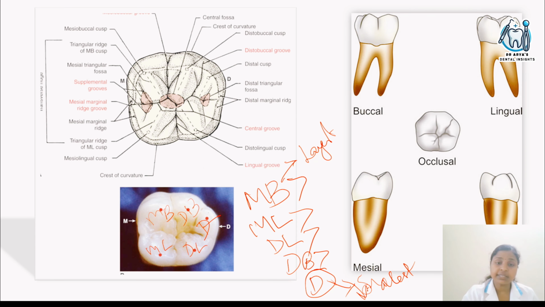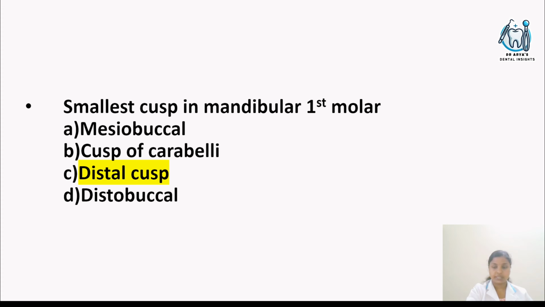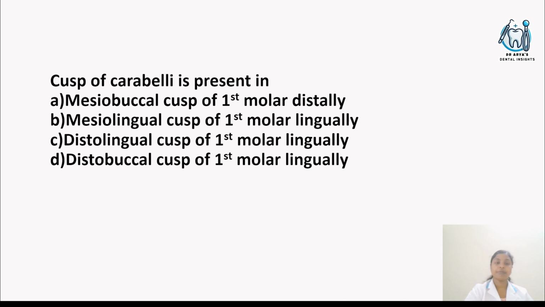So the answer is distal cusp. Distal cusp is the smallest cusp in the mandibular first molar. Next question: the cusp of Carabelli is present in the mesiobuccal cusp of the first molar distally, or the mesiolingual cusp of the first molar lingually, or the distolingual cusp of the first molar lingually, or the distobuccal cusp of the first molar lingually.